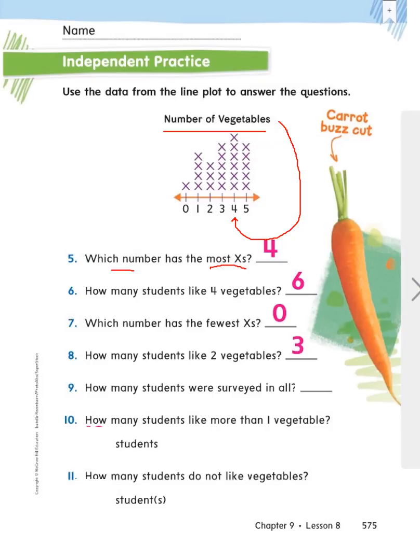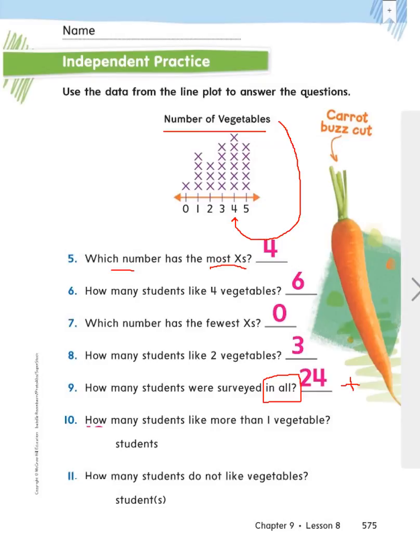Number 9, how many students were surveyed in all? In all. Usually when we see it, it means we have to do what? We have to add. How many students were surveyed in all? The answer is 24. All you had to do was count the X's.